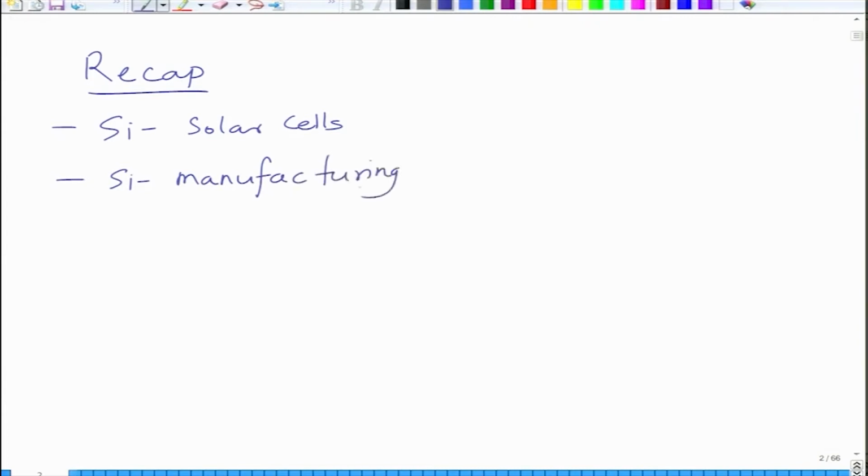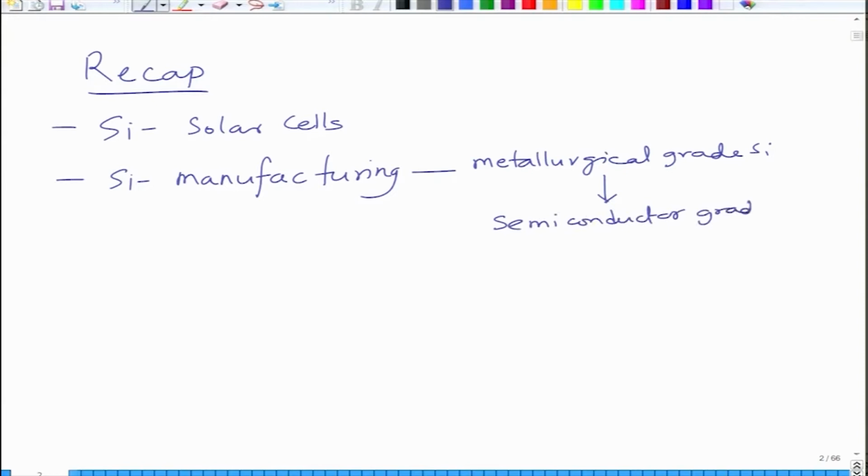Silicon manufacturing is quite complex and a very energy intensive process, and that is what accounts for most of the cost of silicon. Although we have plenty of sand available, silicon has to be converted from silicon oxide, which is a tedious process. First we get what we call metallurgical grade silicon, which is then converted to semiconductor grade silicon using the Siemens process, and then we have single crystal silicon.